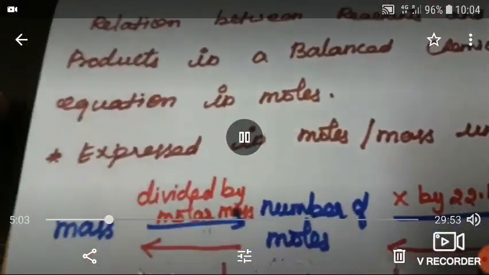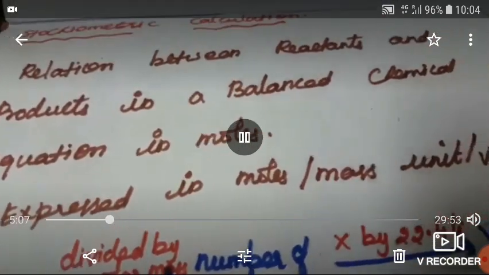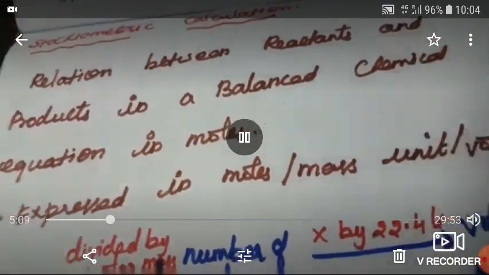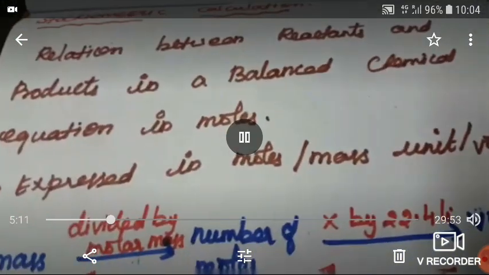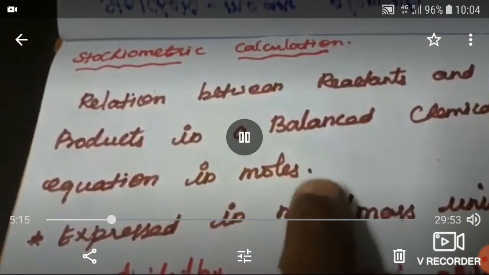Next we are going to see what is meant by mass. So here they are expressed in mole and mass units. So this relationship between the reactants and what is converted into product is expressed in the stoichiometry calculation.